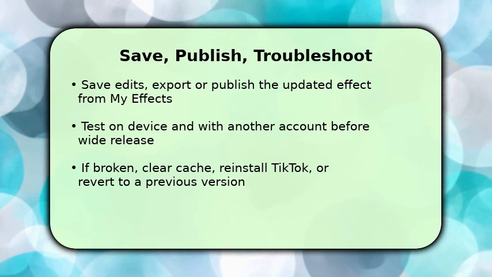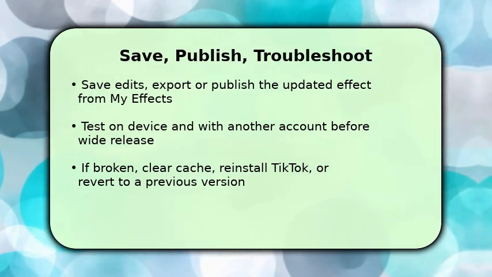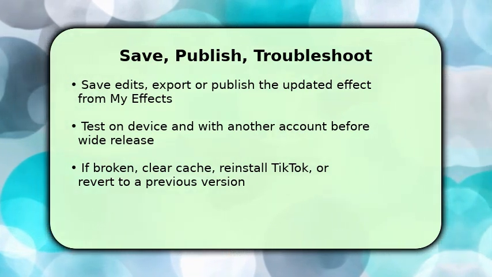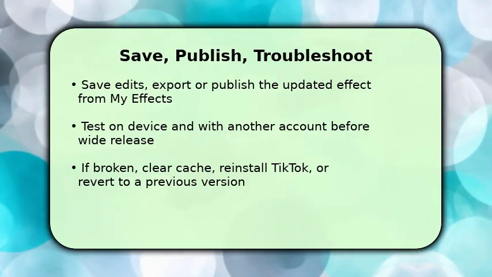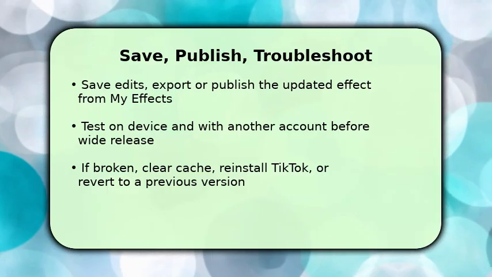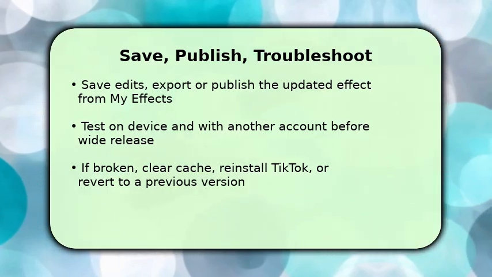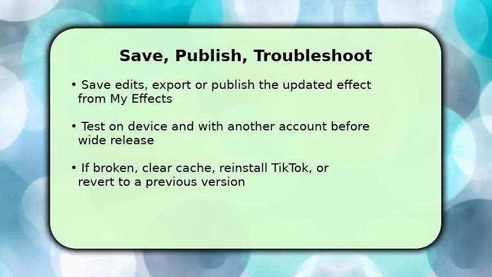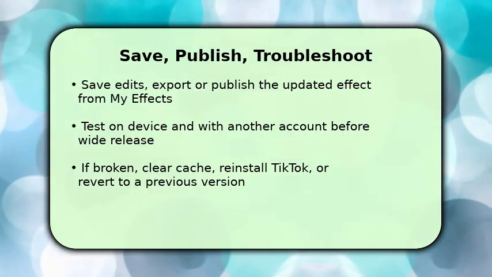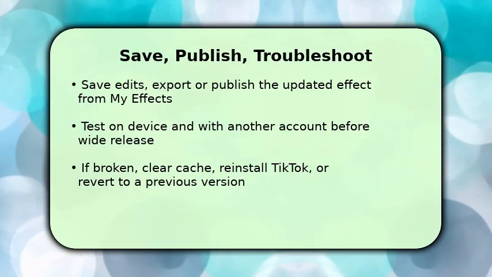Test the final result on your device and, if possible, with a second account to validate behavior under different permissions. If something goes wrong, like misaligned tracking or missing assets, clear the app cache, reinstall TikTok, or revert to a saved previous version. If issues persist, recheck asset names and anchor settings before repeating the update and test cycle.